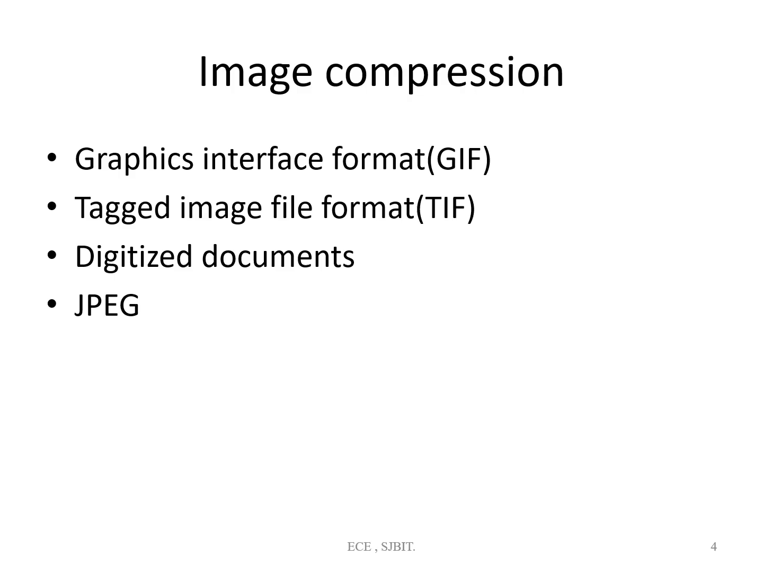Besides the text compression methods, we also have image compression methods. In image compression, the different formats are graphics interchange format, tagged image file format, digitized documents, and JPEG format. We'll try to understand these one after the other.